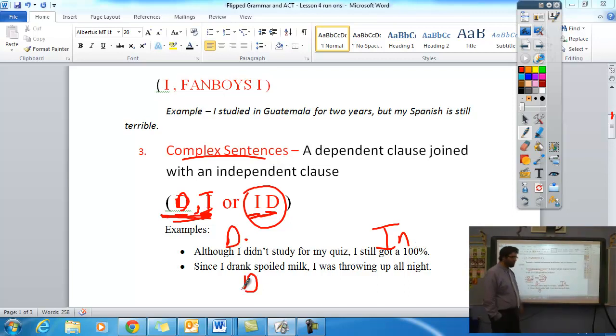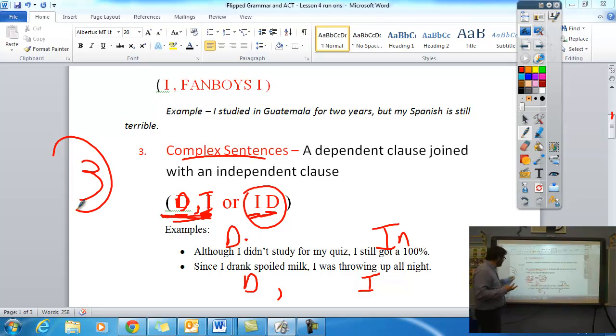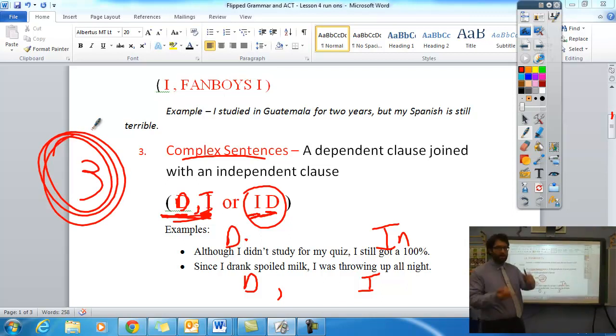Since I drank spoiled milk, dependent clause, that can't be its own sentence. It's not a complete thought. If I said, hey guys, since I drank spoiled milk, you would wait for me to finish my sentence. It's not a complete thought. You would say, well, what happened since you drank spoiled milk? So dependent clause, since I drank spoiled milk, I was throwing up all night. So dependent, comma, independent, okay? So those are the 3 kinds of good sentences that we want to focus on writing: simple, compound, complex.